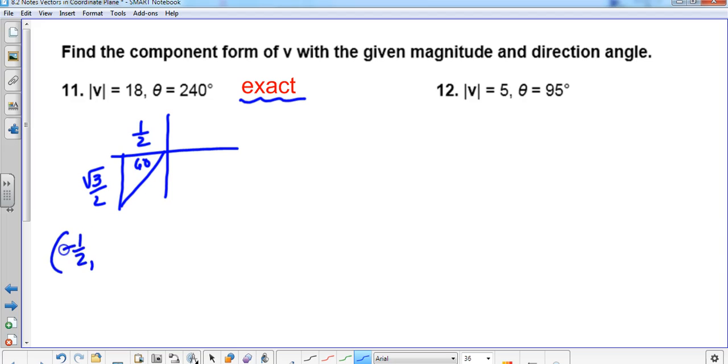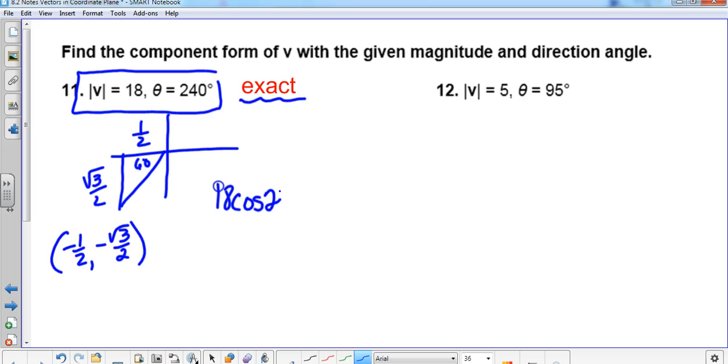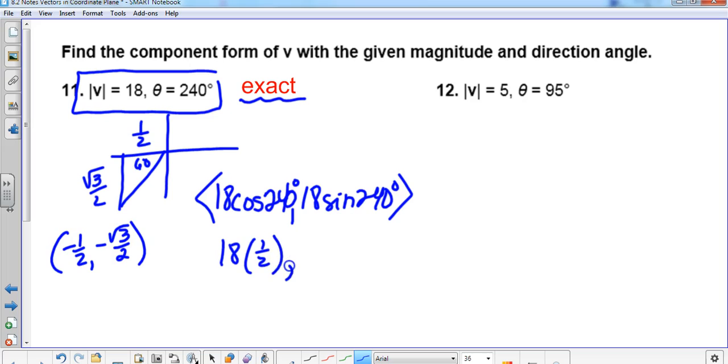240 is -1/2, negative square root of 3 over 2 from our unit circle. So what would the components of this be if you have to do 18 cosine of 240 and 18 sine of 240? In exact form, you'd have 18 times negative 1/2 and 18 times negative square root of 3 over 2. Can you simplify those? Negative 9 and negative 9 square root of 3.